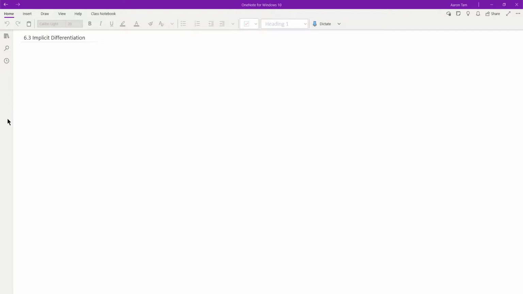Hello everyone. So today we're going to start on 6.3 implicit differentiation. Much like a lot of the other things that we have learned in this class, a lot of this topic is basically taking the idea that you have learned from basic calculus and expanding it onto what we need to do. So here is no different.